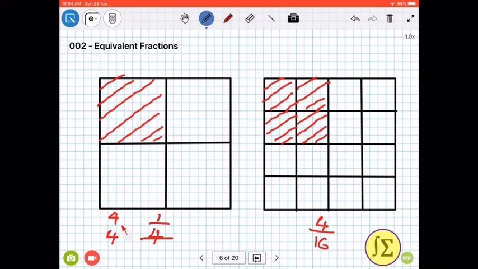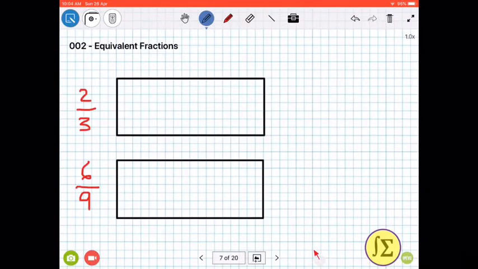Another way to look at it is you multiply. So 1 times 4, you get 4. And 4 times 4, you get 16. Okay, so same thing with the other example.